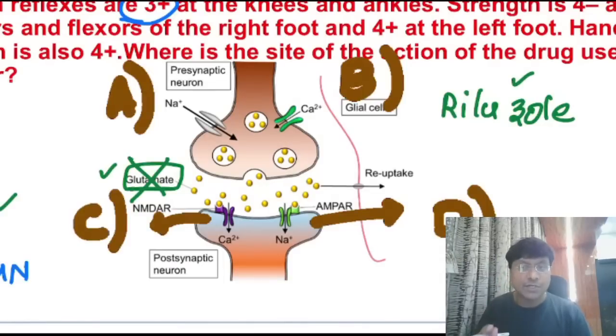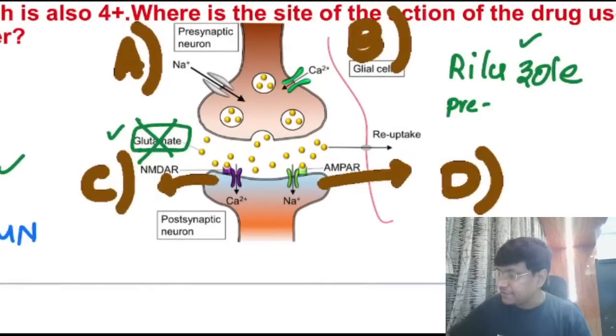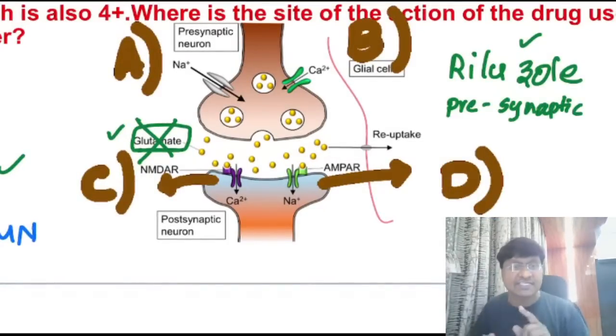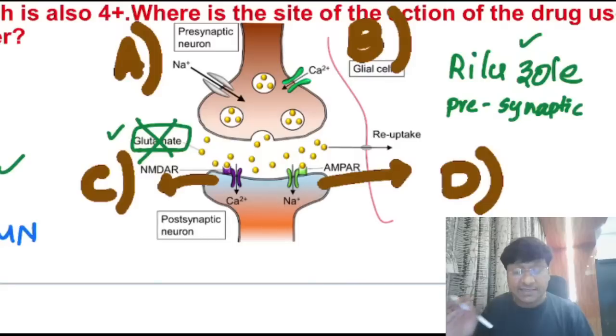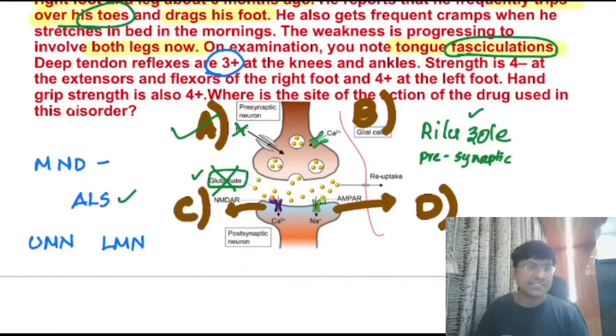Now, where will this Riluzole act? This Riluzole will act at the presynaptic level. It is not postsynaptic. So Riluzole reduces the presynaptic release of glutamate by blocking the sodium channels which are present on the presynaptic neuron. So that is the reason why the answer will be A in this question.